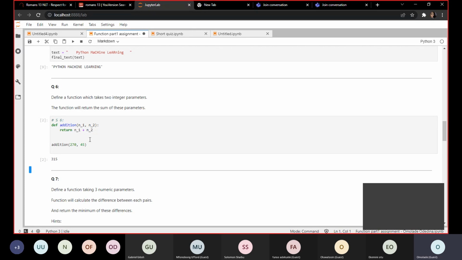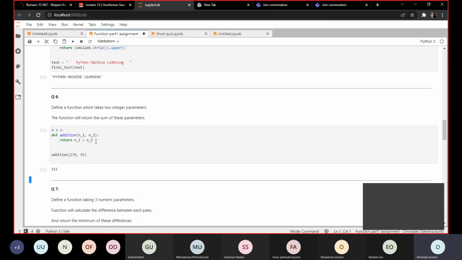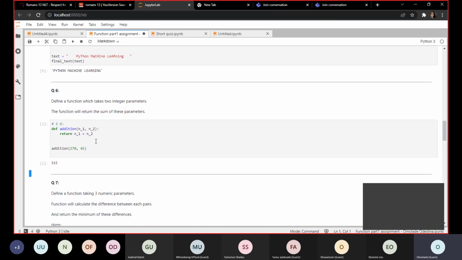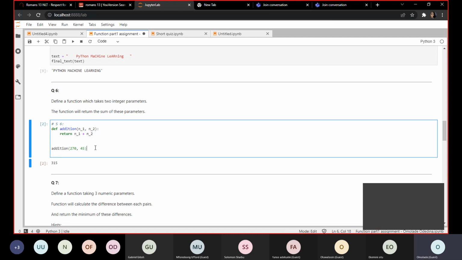So basically that's what our function does. That's why I said it's one of the simplest questions here. It's not too complicated like the other ones we've been doing so far. So that's that about question 6. Is there any question?